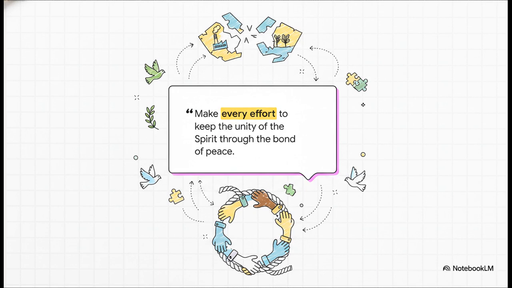Ephesians chapter 4 challenges us to make every effort to keep the unity of the Spirit through the bond of peace. This isn't just ancient history, guys. It's a call for us today to truly listen, to understand, and to actively work towards solutions that benefit everyone in our communities, not just our own side.